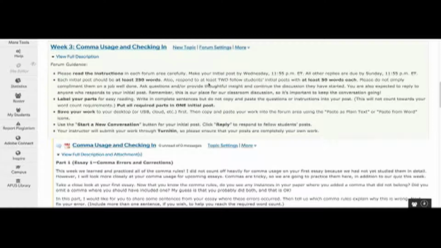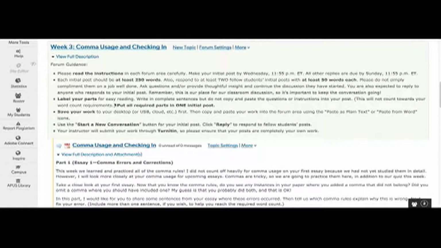Each initial post should be at least 250 words. Please respond to at least 2 fellow students' initial posts with at least 50 words each. Please do not simply compliment them on a job well done. Ask questions or provide thoughtful insight and continue the discussion they have started. You are also expected to reply to anyone who responds to your initial post. Remember, this is our place for our classroom discussions, so it's important to keep the conversations going.